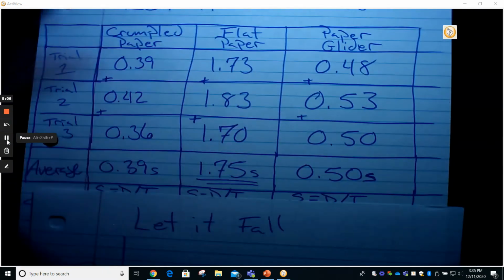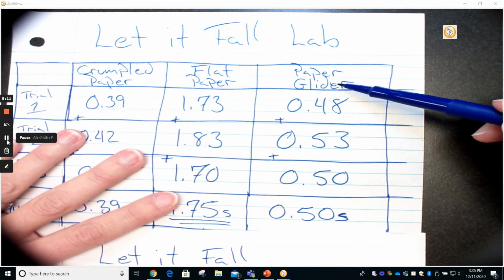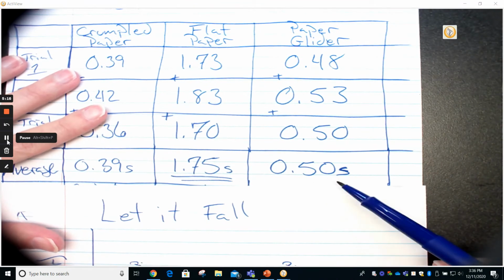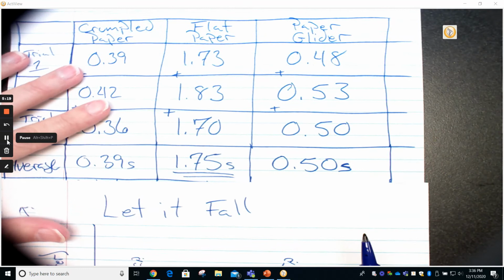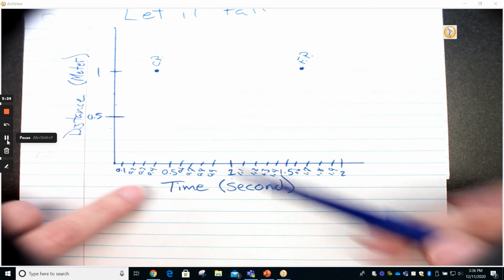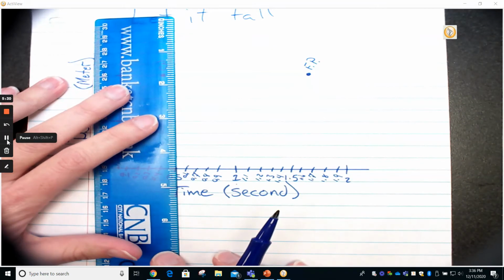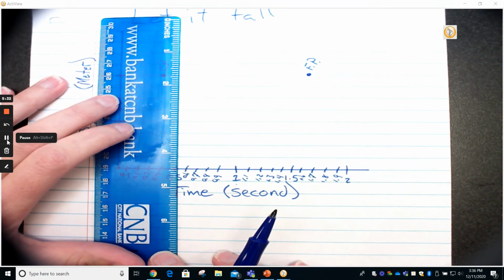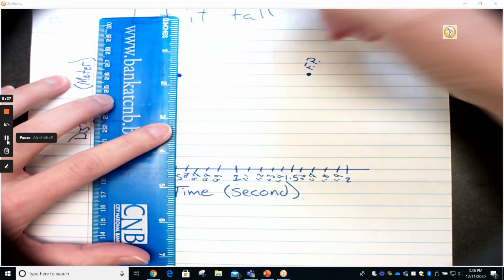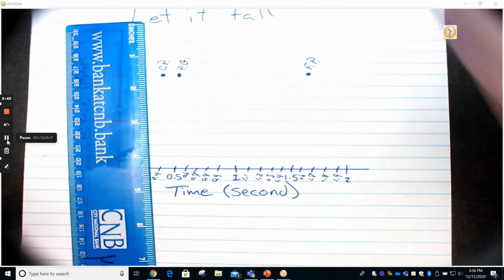The last one we have, come back on, lights, is our paper glider. So our average time for our paper glider of fall was 0.5 seconds, okay? So let's look at our time down here, 0.5 seconds. Boom, that's right there. Let me get my handy dandy ruler out and we'll plot this one. Here we go. I'm going to go up to 1 meter and I'm going to put a dot right there. I'm going to label this one PG for paper glider, okay?